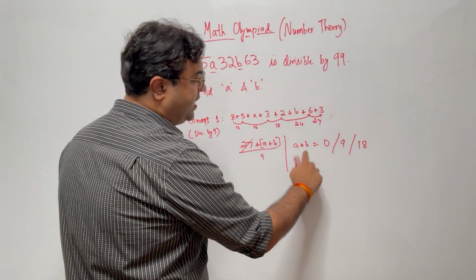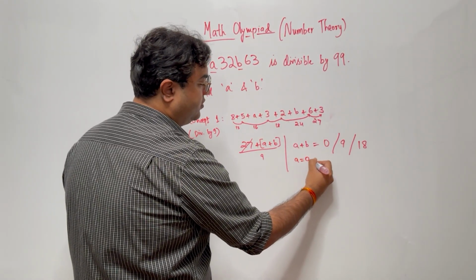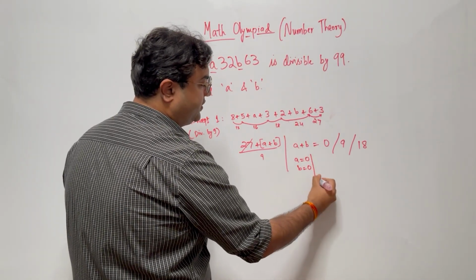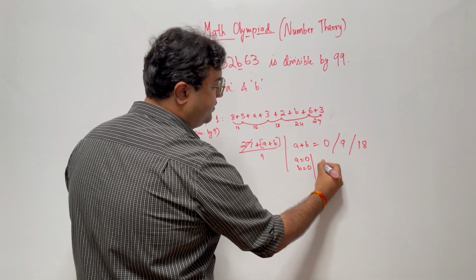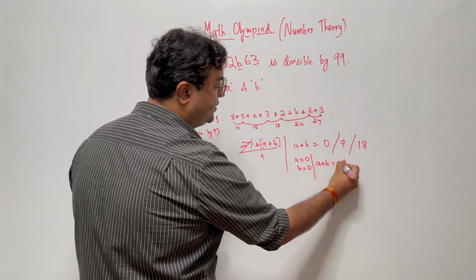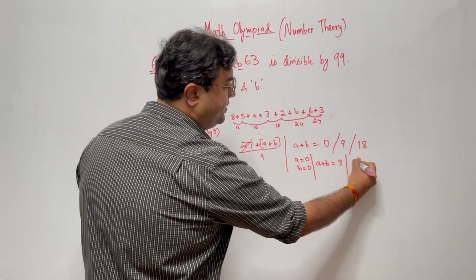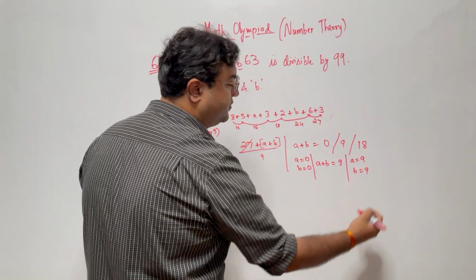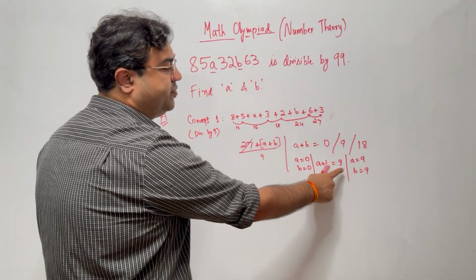Correct? In the case of 0, A is equal to 0, B is equal to 0. That is case 1. In the case of 9, A plus B is equal to 9. In the case of 18, A is equal to 9 and B is equal to 9. That's the only possibility here. But here A plus B is equal to 9.